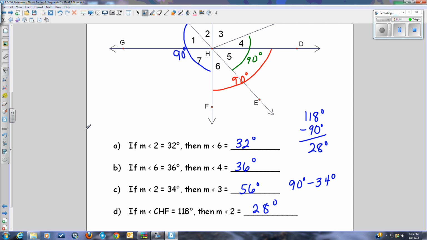So you can see we're using our theorems to actually use some reasoning to find out the measure of angles in these diagrams. We'll be continuing to do this in class.